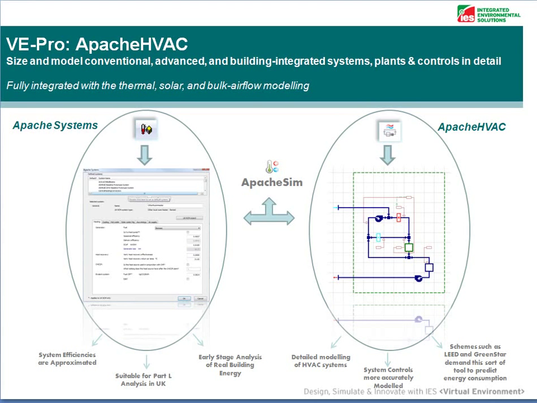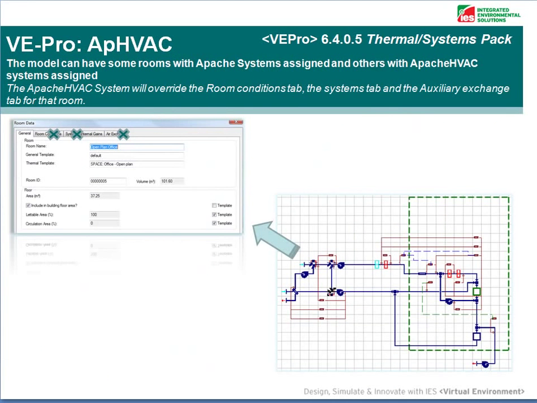The Apache HVAC module is fully integrated with the other modules in the energy category. So it links into the Apache Sim module and will overwrite the Apache systems if they are already input. So if you have an Apache HVAC system assigned to a room, the Apache HVAC system will override the Room Conditions tab, the Systems tab, and the Air Exchange tab for the room.